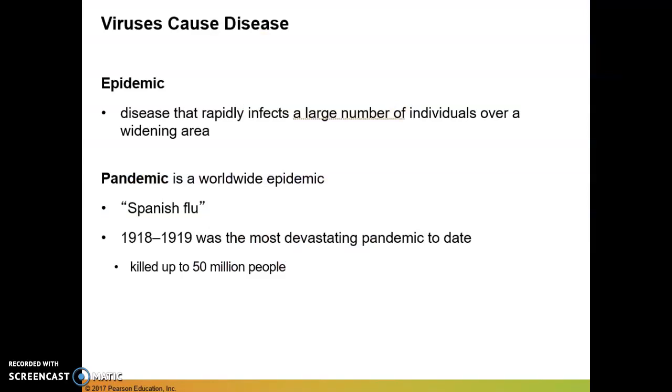So let's briefly talk about the difference between an epidemic and a pandemic. An epidemic is a disease that rapidly infects a large number of individuals, and it tends to be more localized, whereas when it becomes a worldwide or global epidemic, we call it a pandemic. Previously, when I gave this lecture, the pandemic that I might discuss is the one from 100 years ago, which was called Spanish influenza. We're going to talk about that, but we'll focus on the pandemic that we're living in right now.